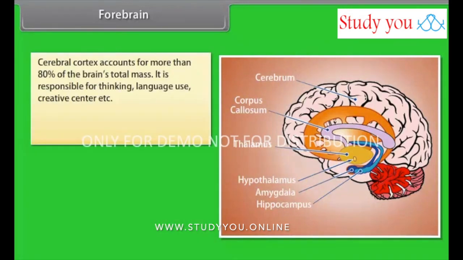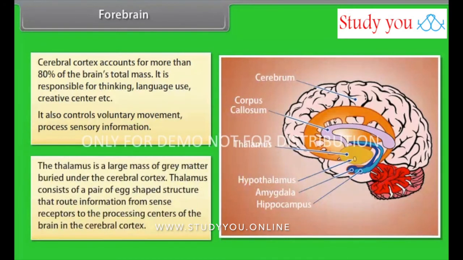Cerebral cortex accounts for more than 80% of the brain's total mass. It is responsible for thinking, language use, creative center, etc. It also controls voluntary movement and processes sensory information. The thalamus is a large mass of grey matter buried under the cerebral cortex. Thalamus consists of a pair of egg-shaped structures that route information from sense receptors to the processing centers of the brain in the cerebral cortex.